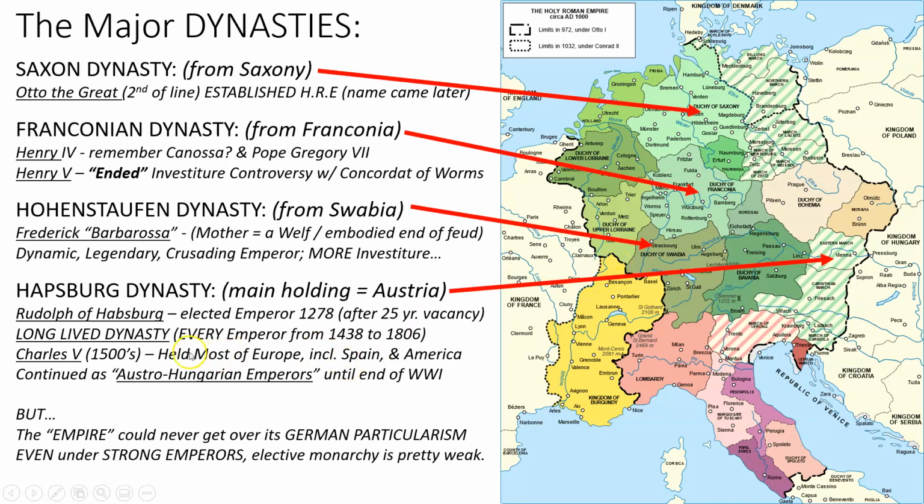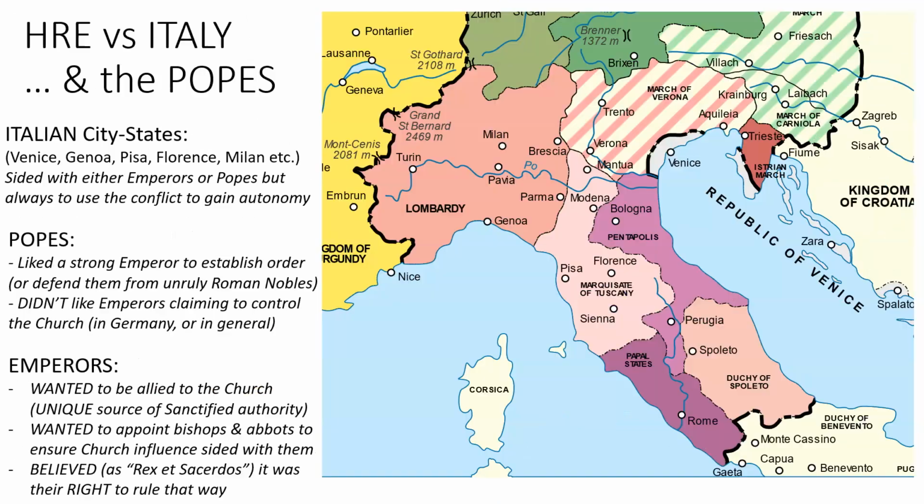So this German particularism, because it's the structure, not the weakness necessarily of the Habsburgs or any of the dynasties, but just because of the structure of the system, it was very hard, even for strong emperors, to really kind of counteract this elective monarchy as a system.